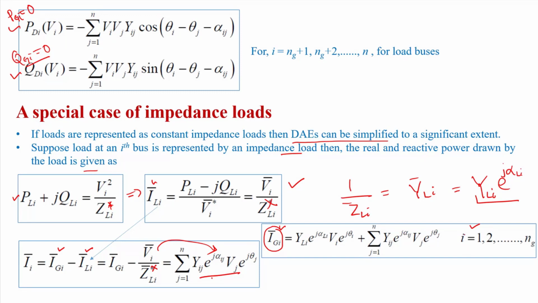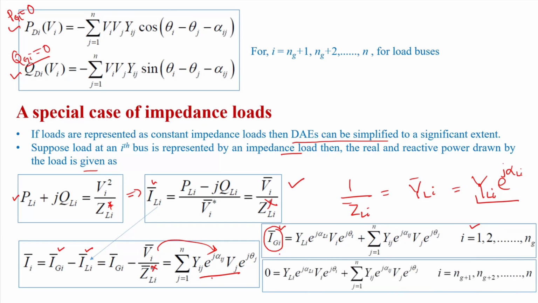Okay, now this Ig expression can be embedded. For load buses we can write this expression, right? For load buses, because IGI is equal to 0, the current from the generator will be 0, so therefore it is 0, and the rest of the quantities will be there, right?